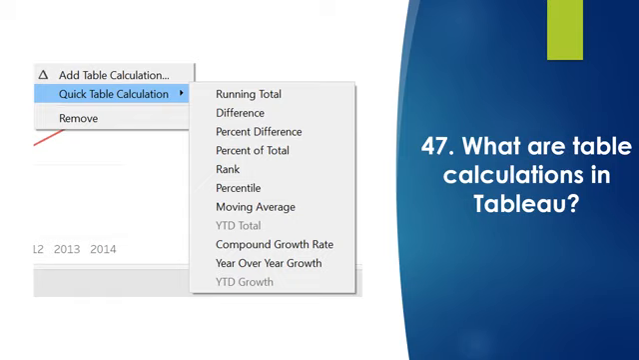Next question is, what are table calculations in Tableau? So as you can see here, we have the list of the quick table calculations. For example, we have running total, difference, percent of total, rank, percentile, moving average, YTD total, compound growth rate, year-over-year growth.